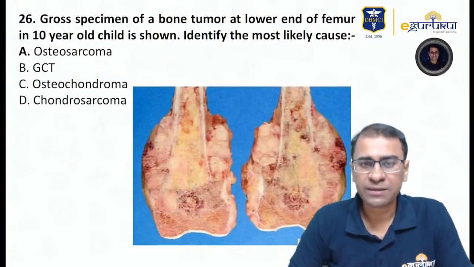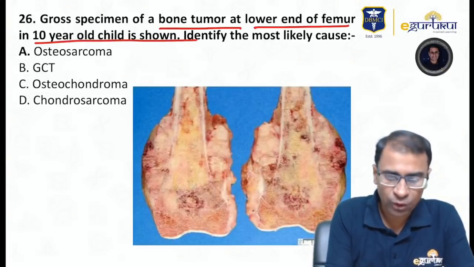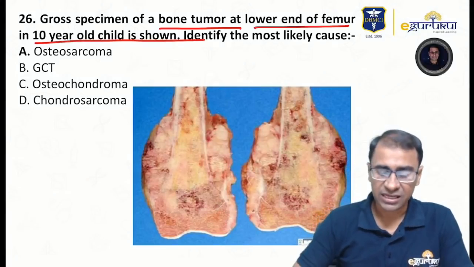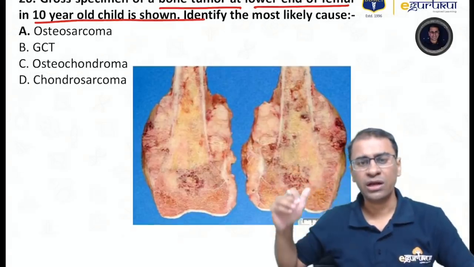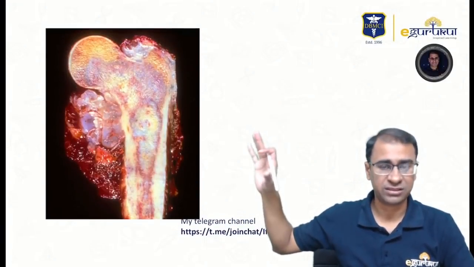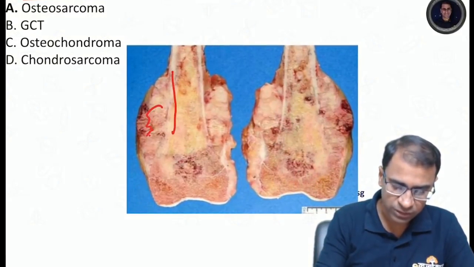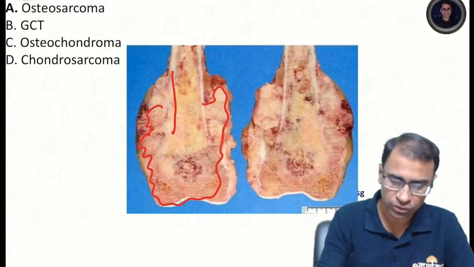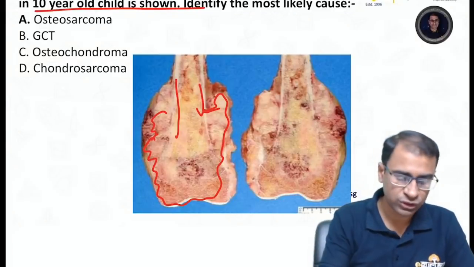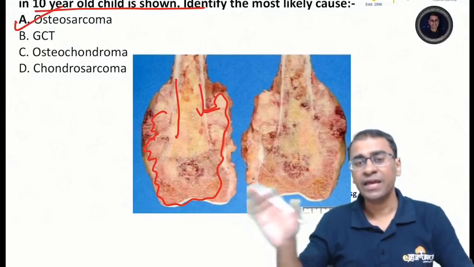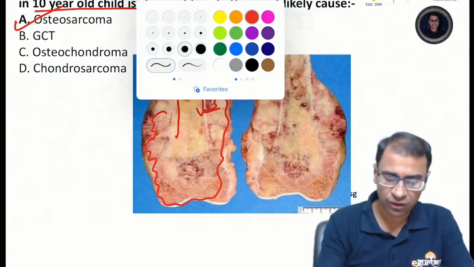Okay, the gross specimen of the bone tumor at the lower end of the femur in a 10-year-old child. Some students told us the image was something like this; there are different images. See how in this image there is growth of the bones. The bones are actually growing here. These are all bone growth. Now, if there's bone growth, it becomes the bone forming tumor called osteosarcoma.